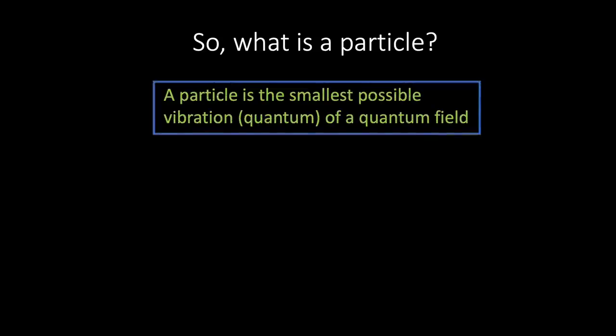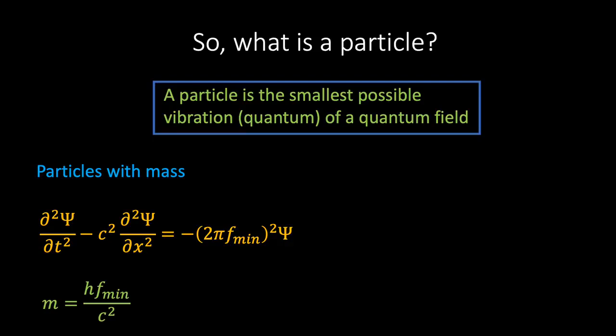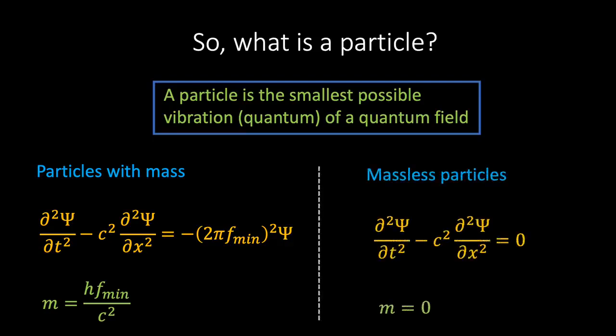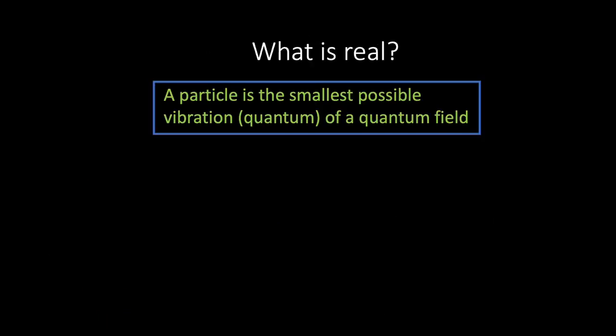And so now we are finally in a position to answer the question that was posed at the beginning of the video. What is a particle? Hopefully, if you followed this far, then you'll be in a position to understand that a fundamental particle is simply the smallest possible vibration, or quantum, of a relativistic quantum field. And furthermore, we have seen that particles with mass are described by the modified relativistic wave equation, whereas massless particles are described by the unmodified relativistic wave equation.